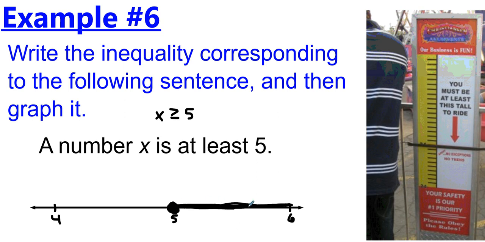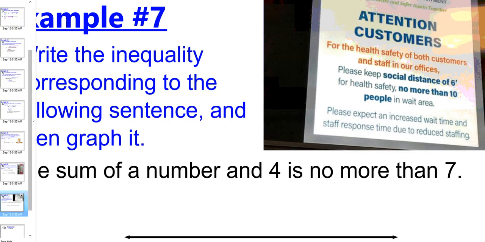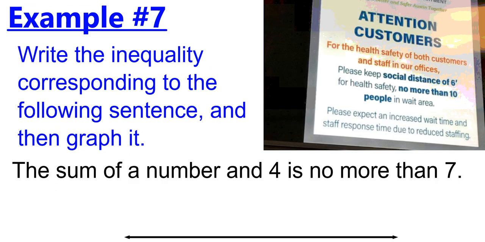All right. Example number 7, we just have one more to go. This is it right here. So example number 7, you've seen and heard this plenty, I'm sure. No more than 10 people. We had that going on for a while. So it says write the inequality corresponding to this sentence.